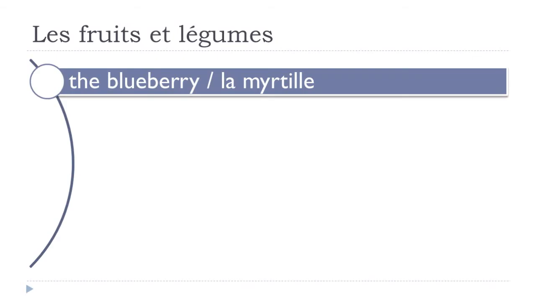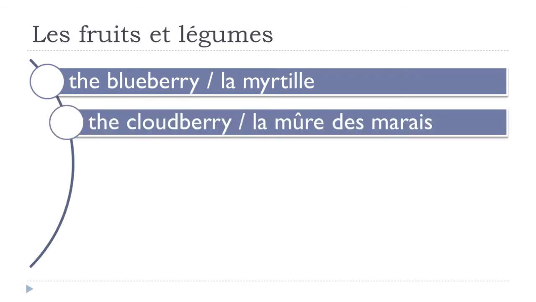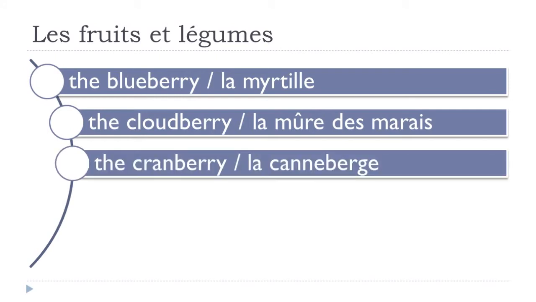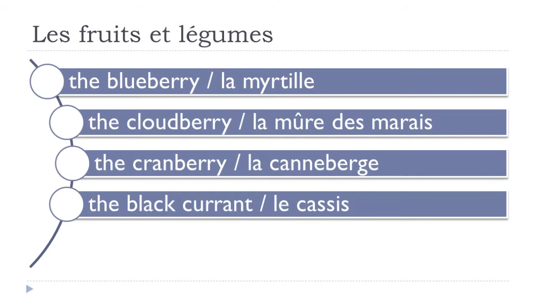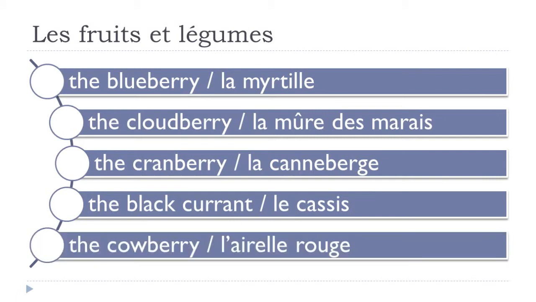La myrtille. La mûre des marais. La canneberge. Le cassis. L'airelle rouge. La myrtille. La mûre des marais. La canneberge. Le cassis. L'airelle rouge.